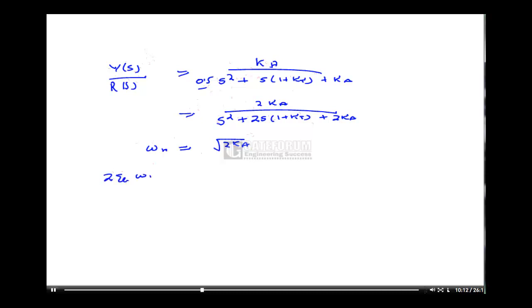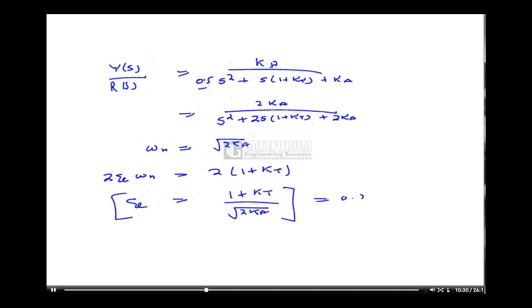2 zeta omega n is written as 2 times 1 plus Kt. Okay. From this I can write my zeta as 1 plus Kt upon under root of 2Ka. This is equal to 0.7. So 1 plus Kt can be written as 0.7 under root of 2Ka.